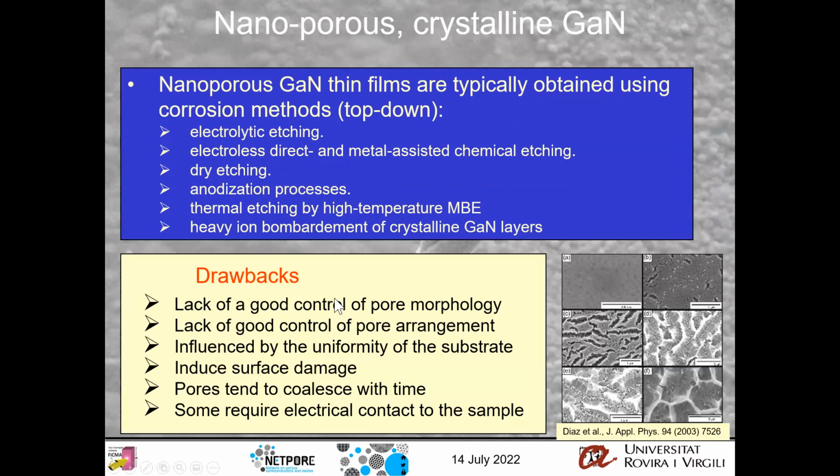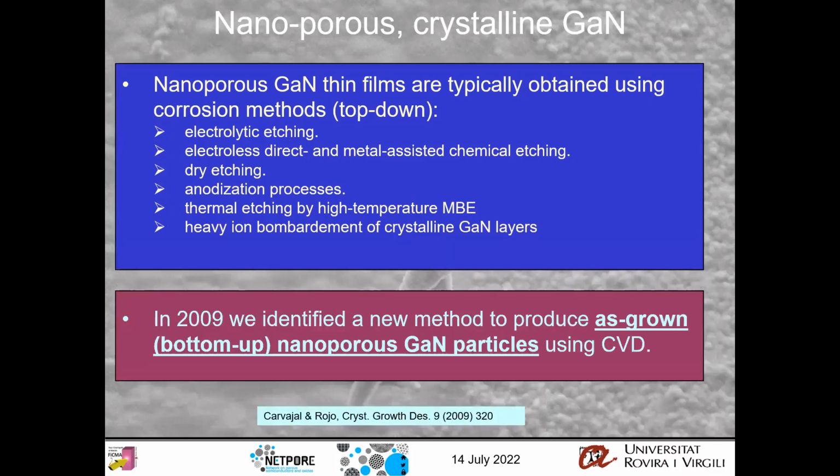The first one is the lack of control of the pore morphology, but also the pore arrangement. There is also that the uniformity of the substrate will condition the porosity that we can get in the material. Most of these techniques can induce surface damage on the substrate, but also, as we can see here in those images, pores tend to coalesce with time of reaction. And some of these techniques require establishing an electrical contact to the sample.